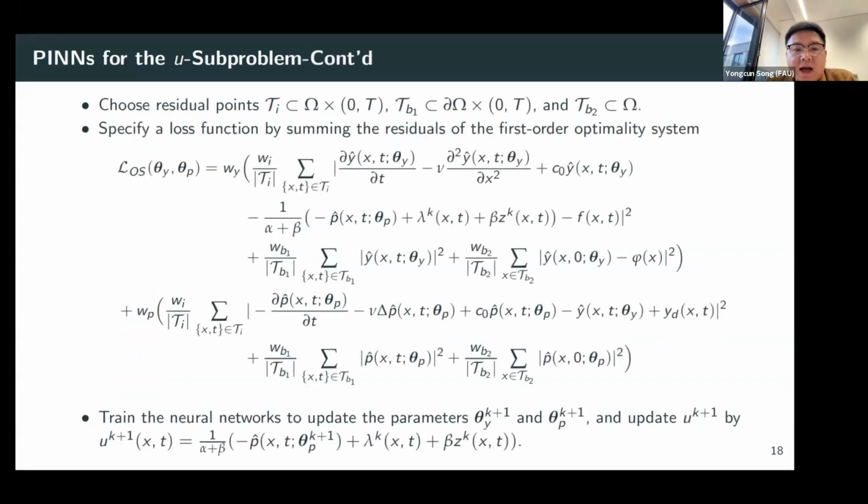Then we can apply PINNs directly. This is the loss function, which only consists of p and y. After training these two neural networks, we can then update u^{k+1} by the relationship between u and p.